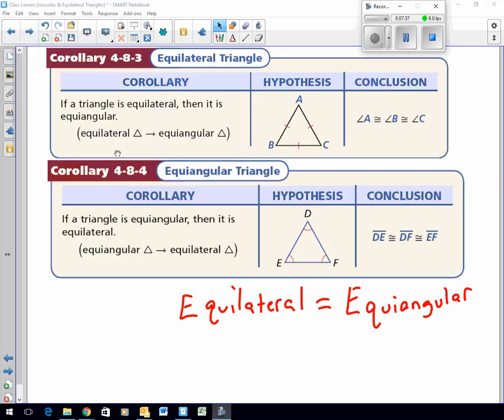Alright, so make sure you get this part down. That's what these two corollaries mean. If I have an equilateral triangle, then I have an equiangular triangle. If I have an equiangular triangle, then I have an equilateral triangle. Right? Potato, potato. Y'all just got to make that connection in your head. If you have equilateral, it means all the angles have to be 60.